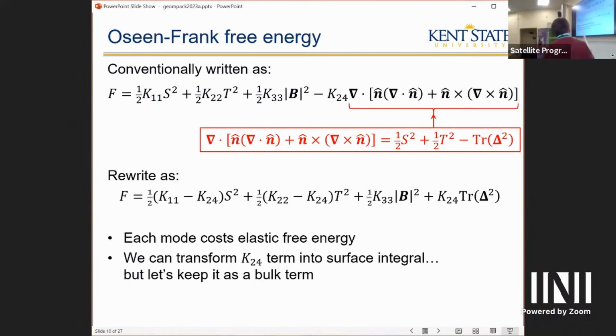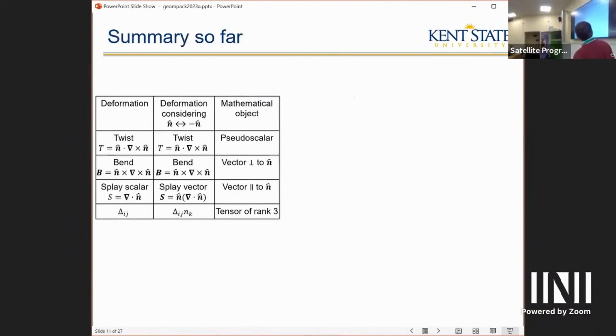Okay, so this is the form that I like to work with. This is liquid crystal elasticity theory, and it's based on having these 4 modes, which are 4 types of mathematical objects.